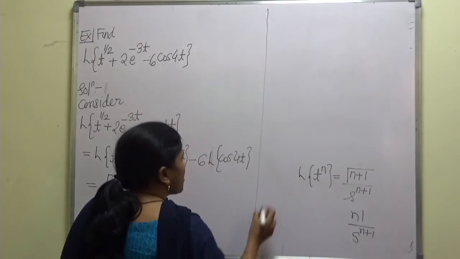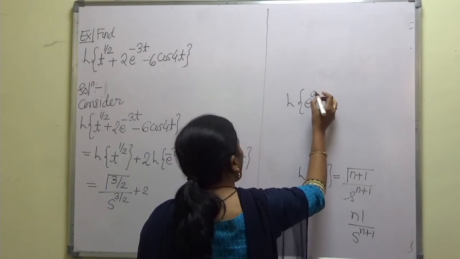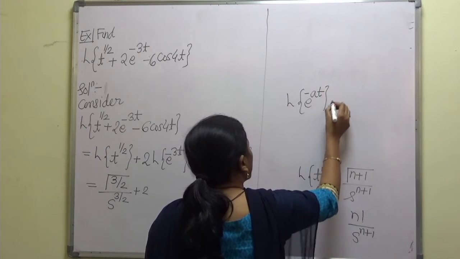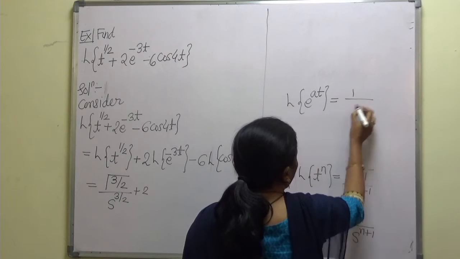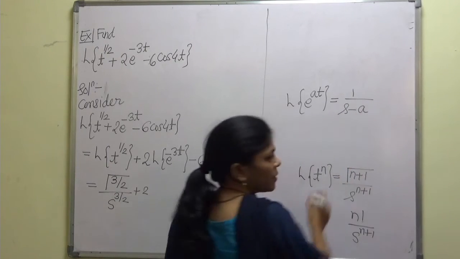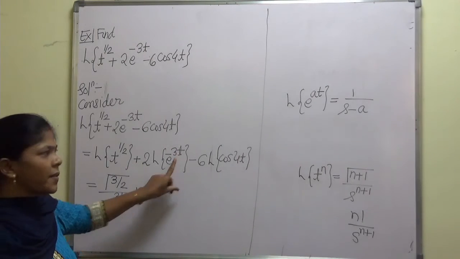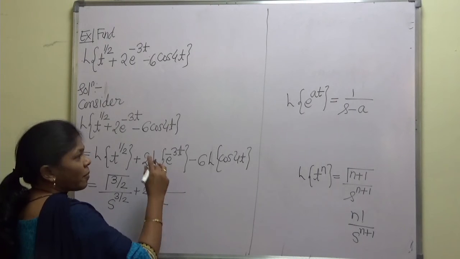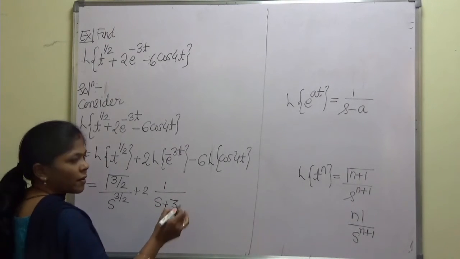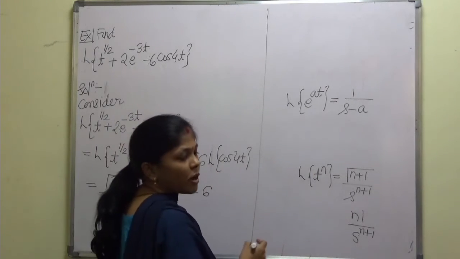Yes, Laplace of e power minus 3t. So, here we will apply the formula Laplace of e power minus at, or e power at simply. What is Laplace of e power at? 1 upon s minus a. Right, just identify a. What is a here? a is minus 3. So, what it will be according to that formula? 1 upon s minus of minus 3, that is s plus 3. Isn't it? Minus 6. Now, Laplace of cos 4t.